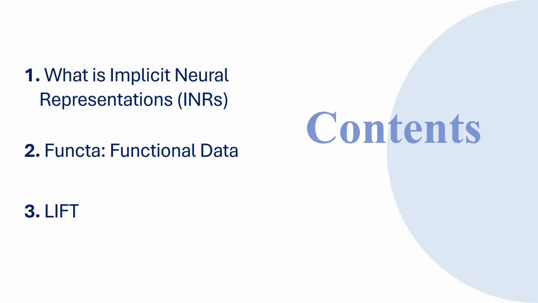So first, I'm going to start with the table of contents. First, I'm going to give a quick overview of what implicit neural representations are. Then I'm going to talk about functa, or functional data. And at the end, I'm going to present our work, which is called LIFT.